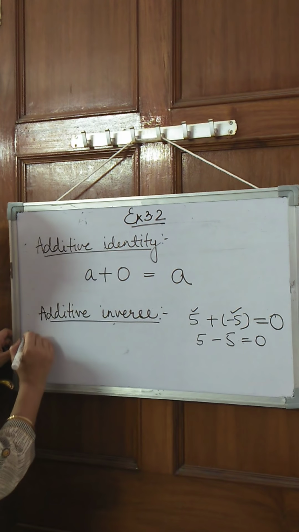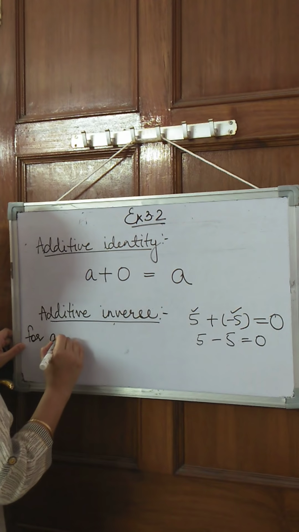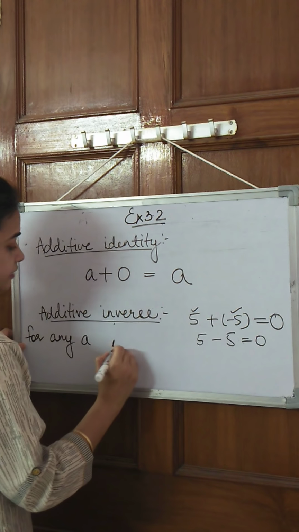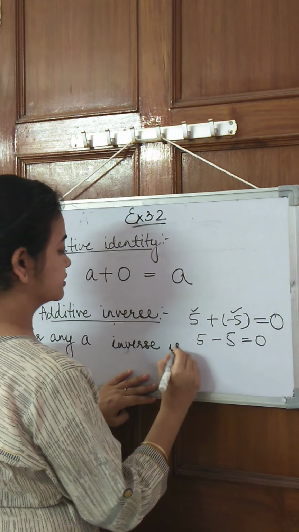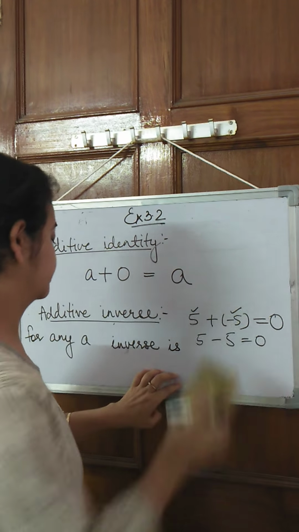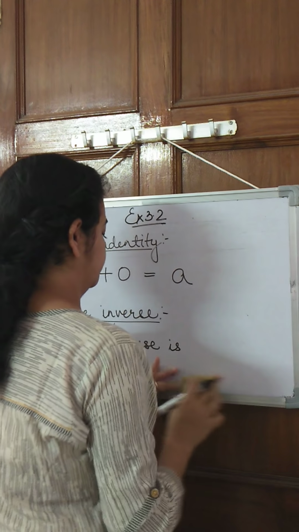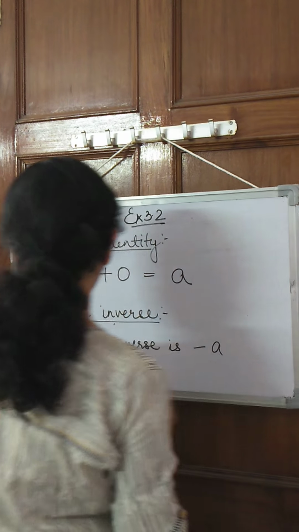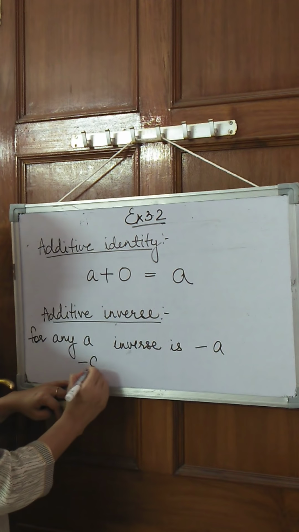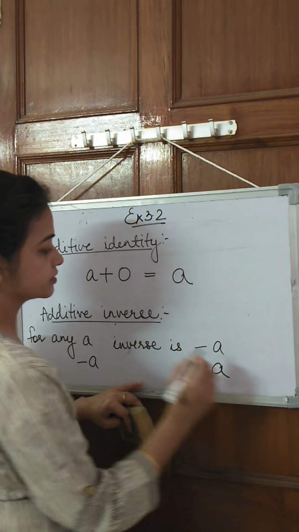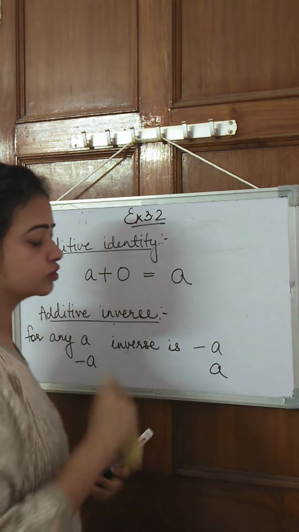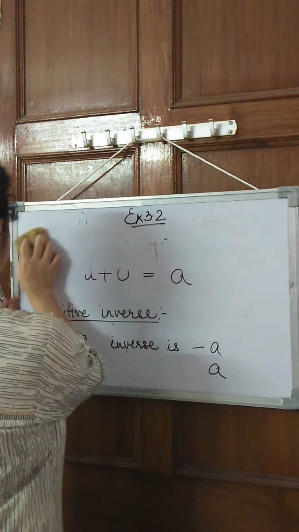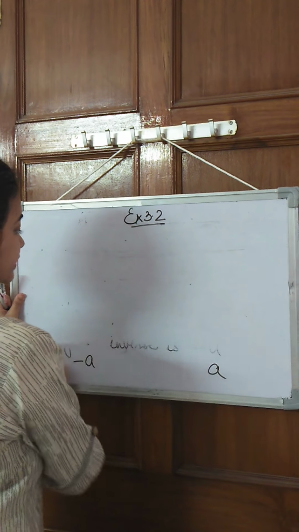So what is additive inverse? For any number A, additive inverse is minus A. And for any number minus A, additive inverse is A. It's the opposite.